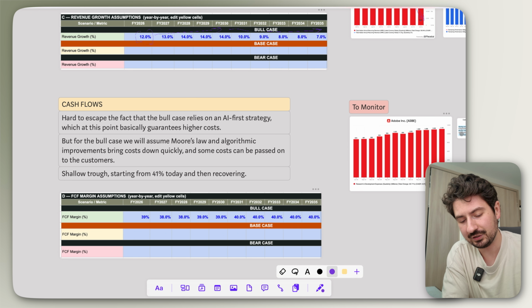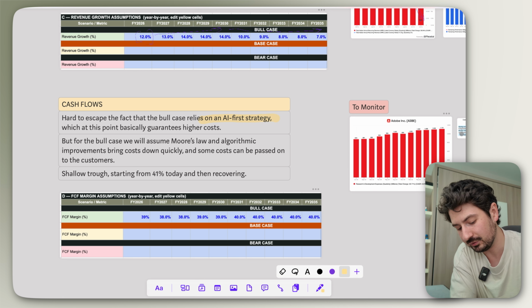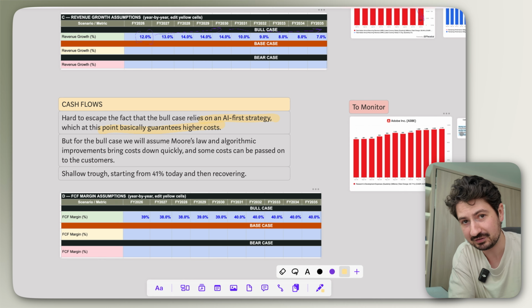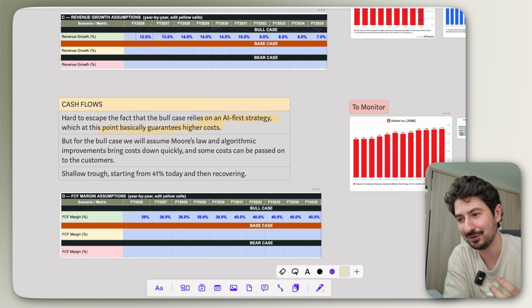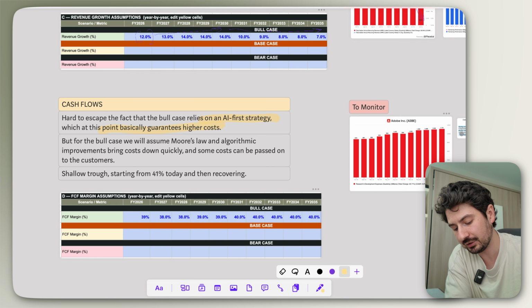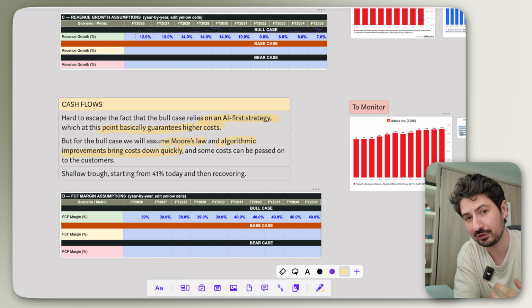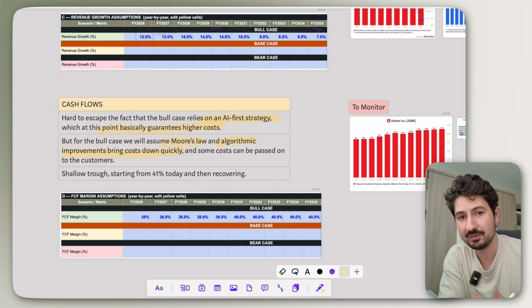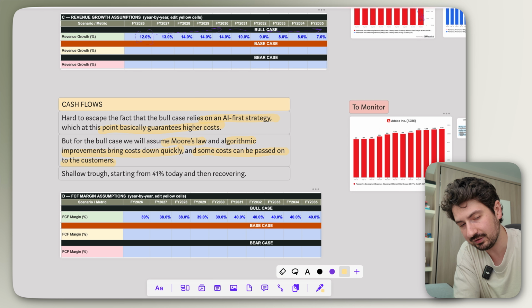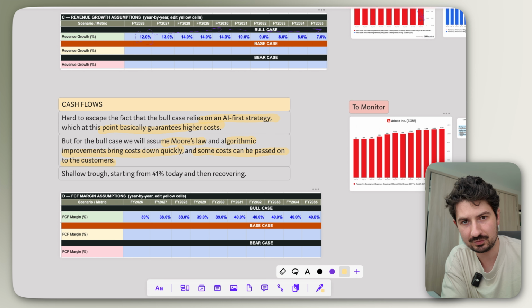Okay, now on the cash flows, it's hard to escape the fact that the bull case relies on an AI-first strategy, and that basically guarantees higher costs because inference compute is a lot more expensive than regular compute. But again, for the bull case, we're going to assume that Moore's law and algorithmic improvements bring down the cost quickly. Not immediately, but quickly. And we'll also assume that some costs can be passed on to the customer through price increases or through credit packs that the customer is able to buy.